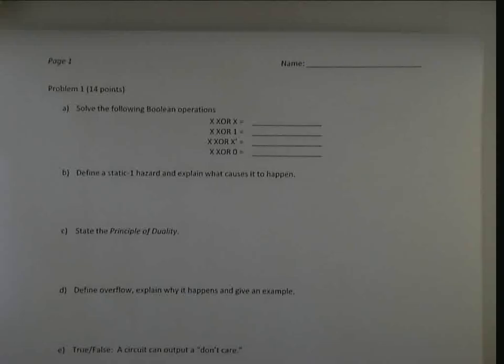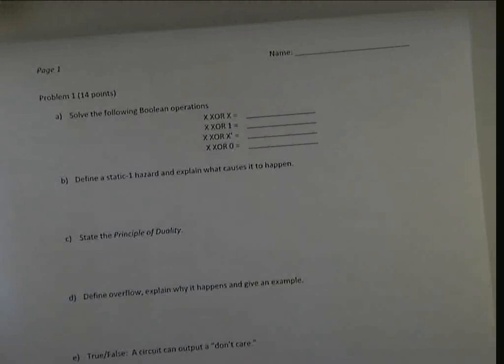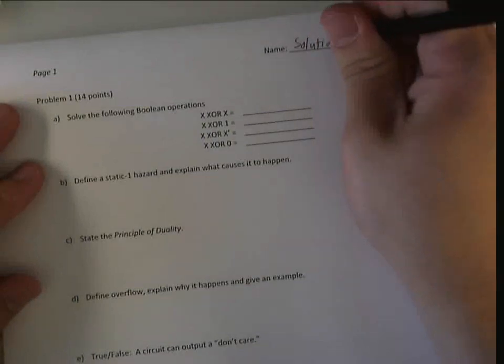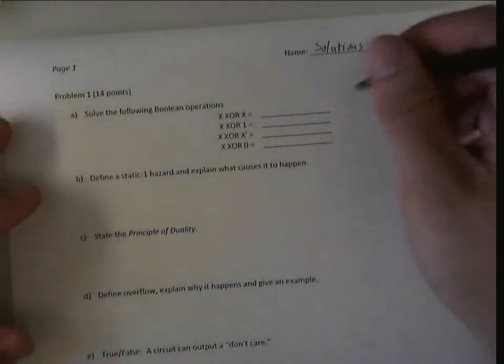This is the solution video for Midterm Exam 1, Problem 1. In this video I will not be writing everything for the solutions because some of these will just take time to write. So I'll just explain what I would write and you'll be able to see the final version in the PDF. And so to start, we have: solve the following Boolean operations.